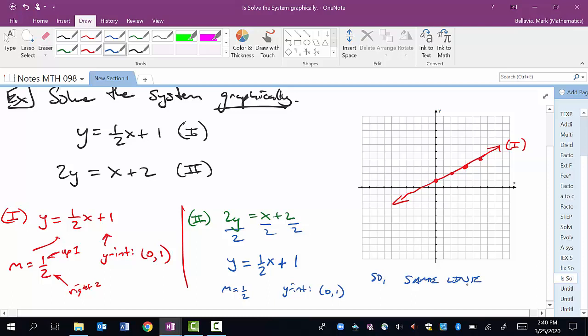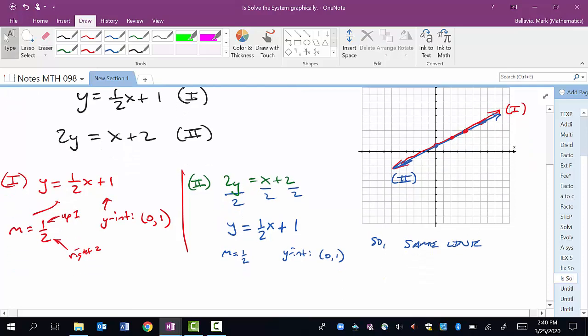If I was to graph the same line, think about what's going to happen. I'm going to start at 0, 1. I'm using the same slope, right? I'm going to go up 1 to the right 2. Up 1 to the right 2. I'm going to actually draw the line right on top of the other line. So the blue line I'll call equation 2, but they're the same. They're just written in different forms to start.